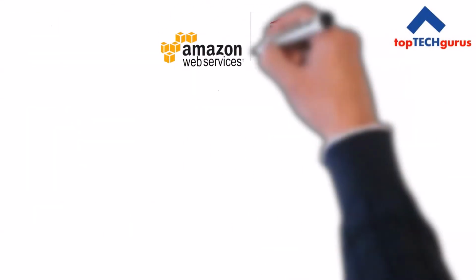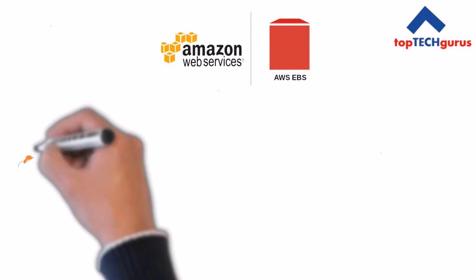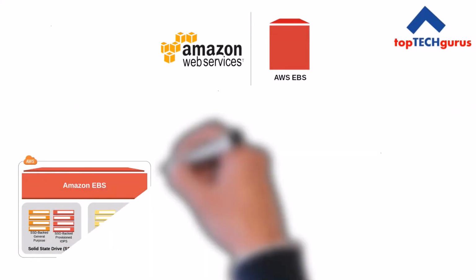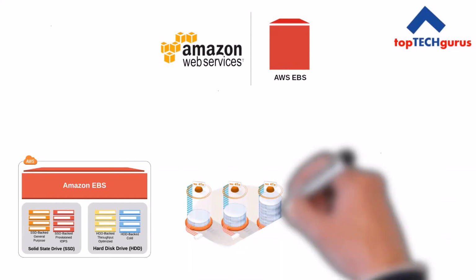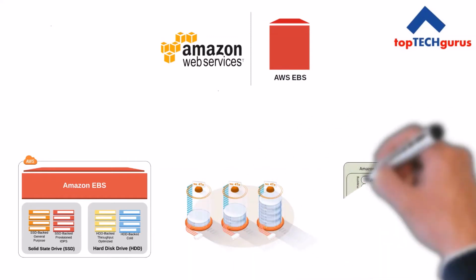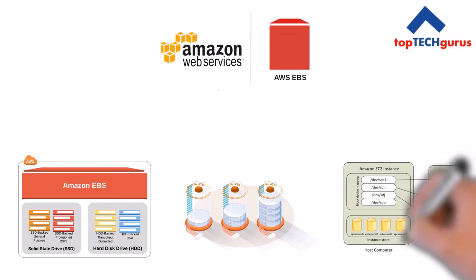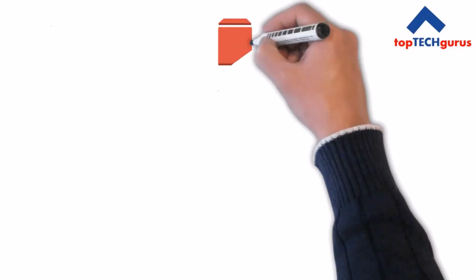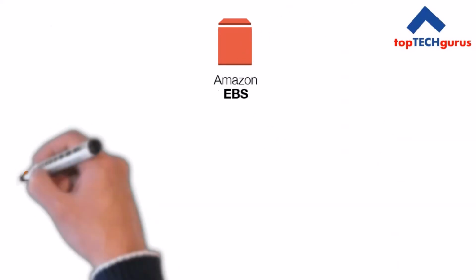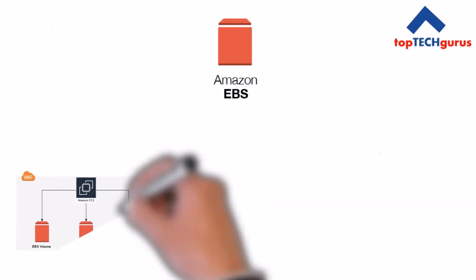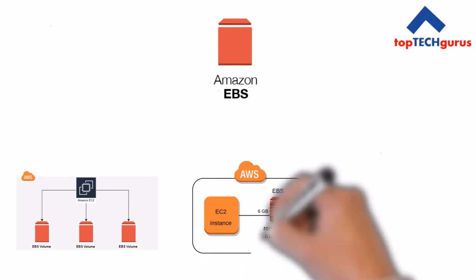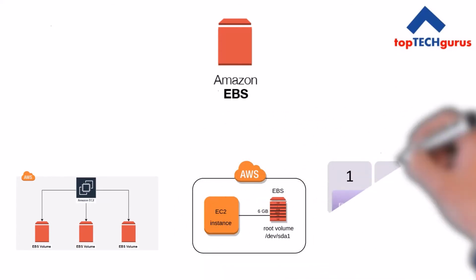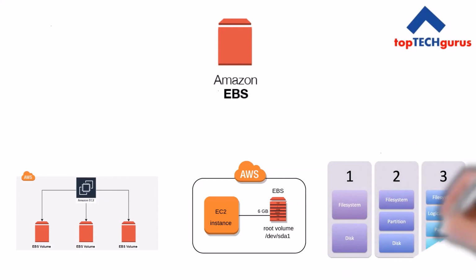EBS. Amazon Elastic Block Store, Amazon EBS, provides block-level storage volumes for use with EC2 instances. EBS volumes behave like raw, unformatted block devices. You can mount these volumes as devices on your instances. EBS volumes that are attached to an instance are exposed as storage volumes that persist independently from the life of the instance. You can create a file system on top of these volumes, or use them in any way you would use a block device, such as a hard drive.